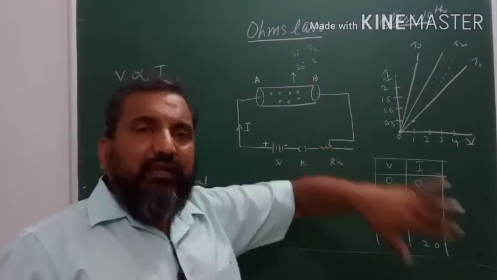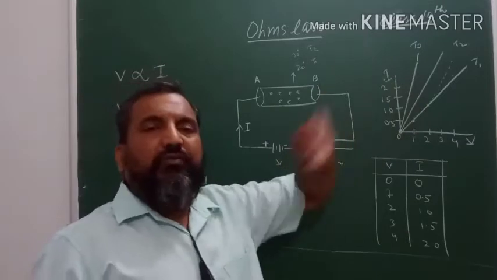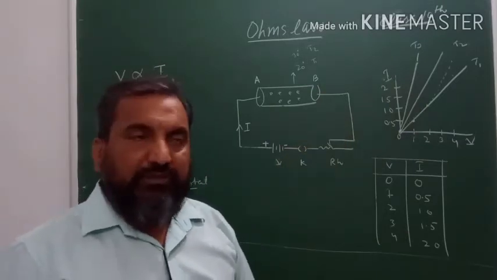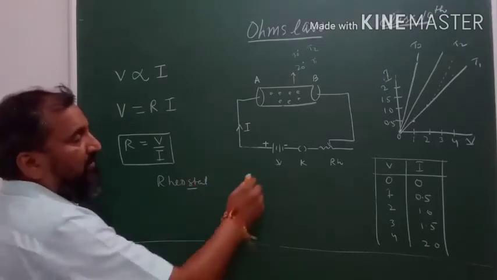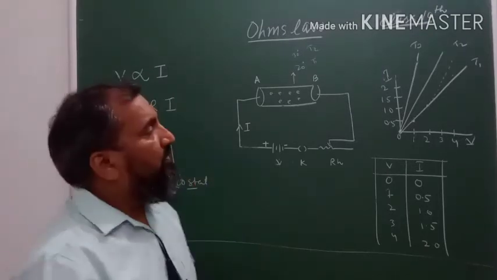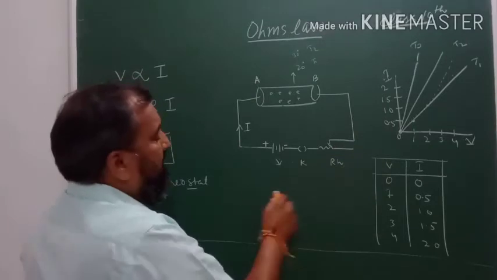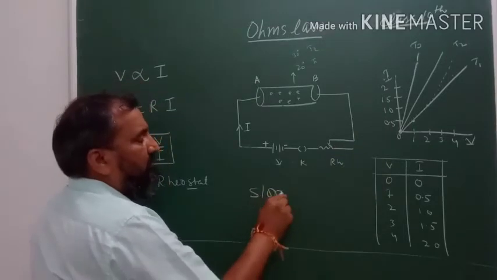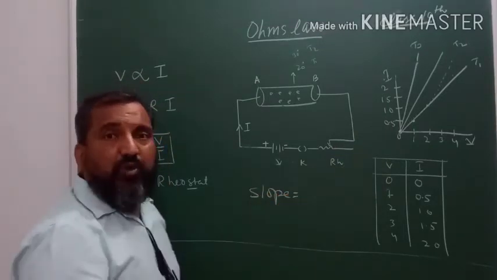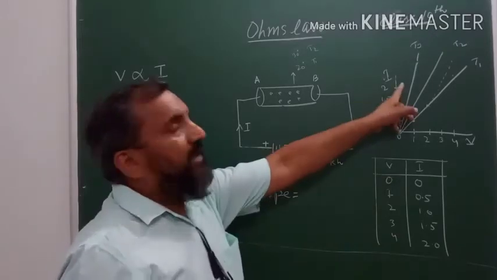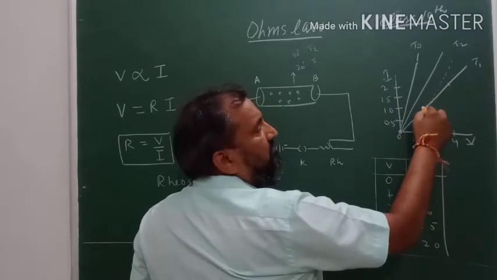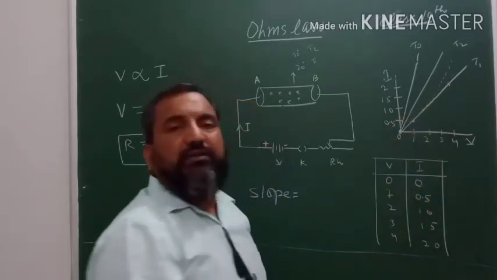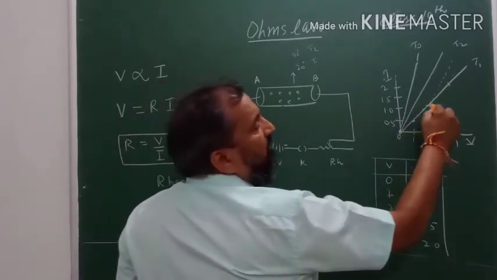How can we calculate the resistance from the graph? Now this is a question. So we can take the slope of this. So how are we going to take the slope? Slope is equal to, take any 2 points on this graph. Now draw a perpendicular like this.